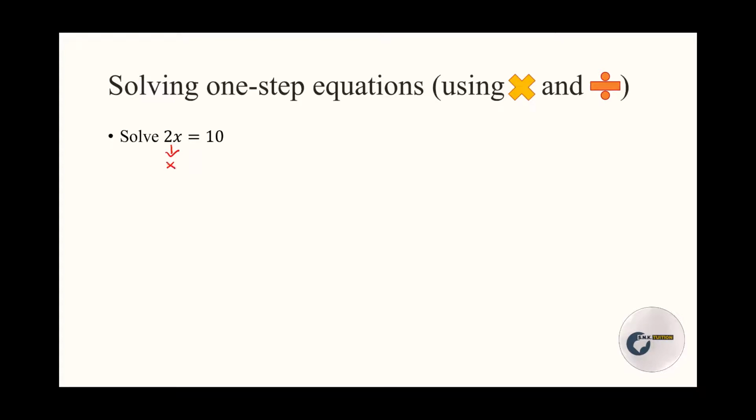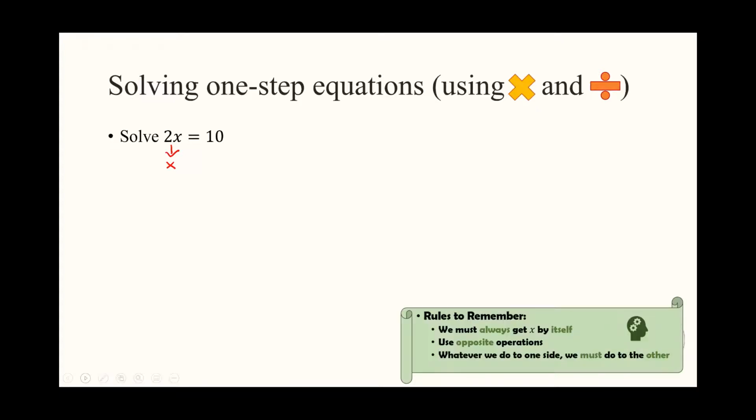Now, we never use multiplication signs in algebra. We put the number next to the letter if they are being multiplied with each other. So this is helping us when we think about what operation we need to use when we're using our opposite operation. So we want to get x by itself, and we have to use the opposite operation. Well, the opposite of multiplication is division.